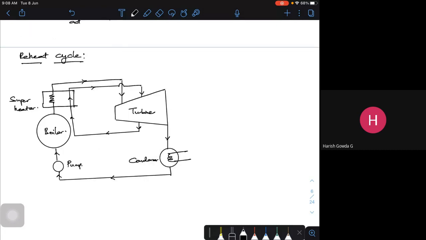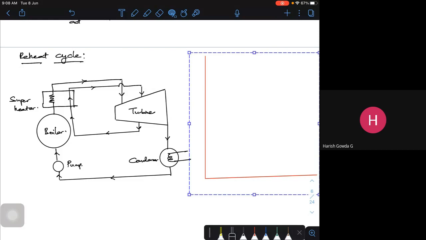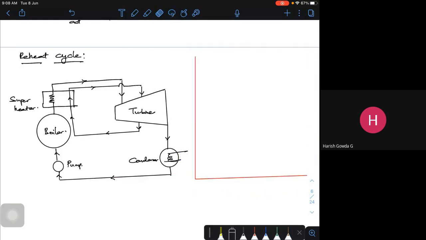So this is my TS diagram, temperature entropy diagram. It's always better to show it on a temperature entropy diagram, where you can show things in a much better fashion. This is my temperature, this is my entropy. I am going to show the dome. This is my simple dome, and I'm going to execute a particular pressure.